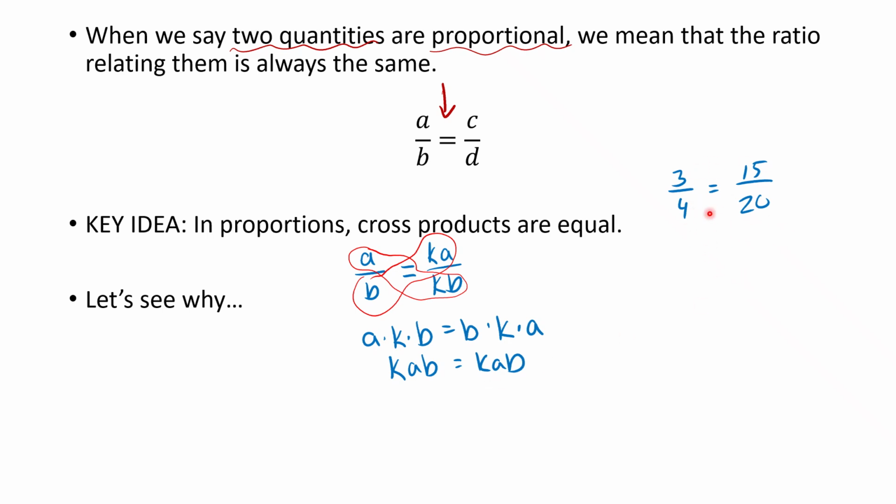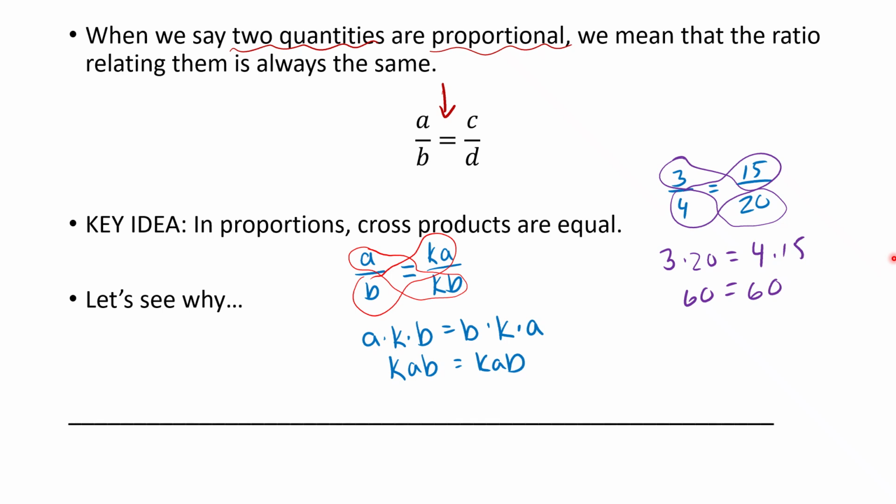And I'll just illustrate it over here, okay? I have 3 over 4 equals 15 over 20. So if I cross multiply, I should get 3 times 20 equals 4 times 15, and I do. And that would be true for any proportion, okay? Any pair of equal ratios, the cross products will be equal. How do I know they will be equal? Well, because of this. It's because of how we find equal ratios in the first place that we know the cross products will be equal.